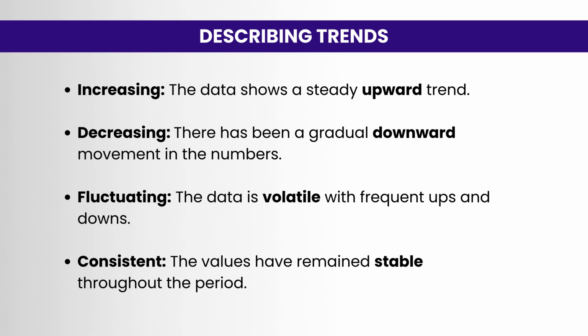Describing trends. Increasing, the data shows a steady upward trend. Decreasing, there has been a gradual downward movement in the numbers. Fluctuating, the data is volatile with frequent ups and downs. Consistent, the values have remained stable throughout the period.